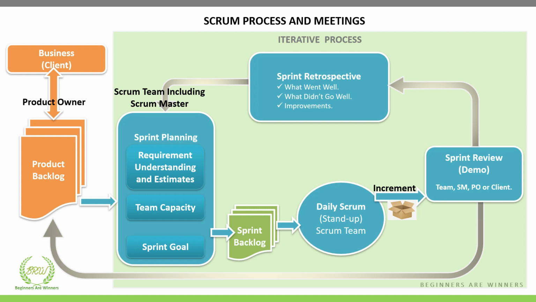PO is the short form for product owner, who is the liaison or bridge between the business and the project team. So, the PO translates the business needs into a prioritized product backlog for the development team and helps the development team understand the requirements in as crystal clear a form as possible.